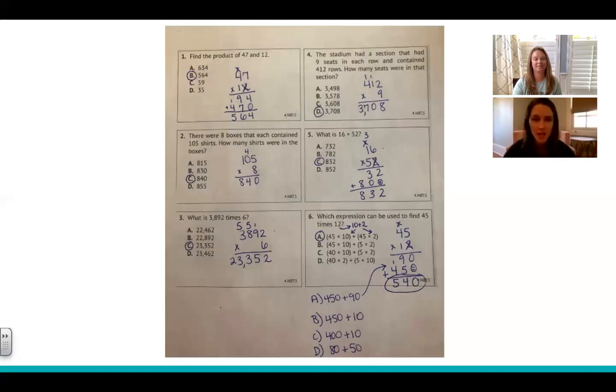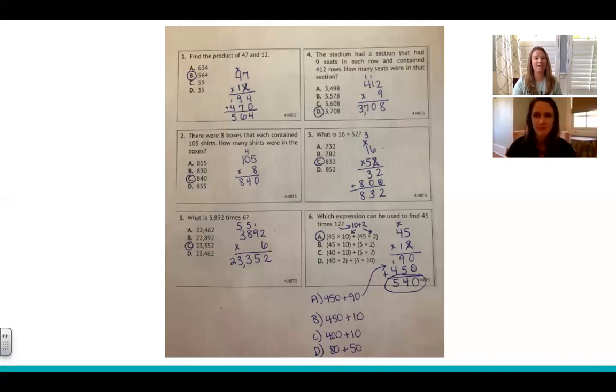So same thing as number 2, but we're adding in that extra step, that extra place value. So we use standard algorithm. When you multiply each number by 6, your final answer is 23,352, which is letter C. Very good.